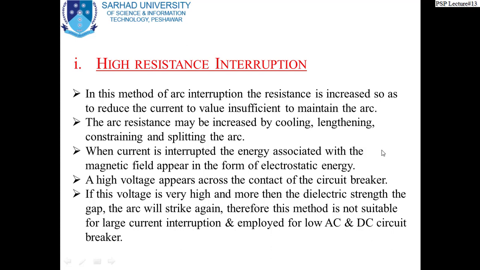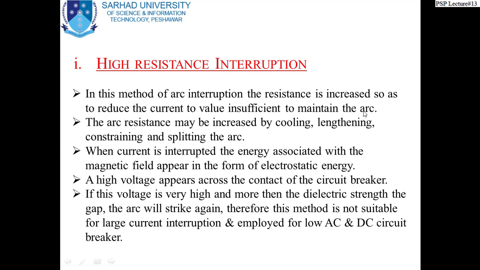So there are so many theories. One of the theories is high resistance interruption: how this arc is to be extinguished, or how this arc is to be interrupted. One theory is this high resistance interruption. In this method of arc interruption, the resistance is increased so as to reduce the current to a value insufficient to maintain the arc. Now, gentlemen, this is very simple.